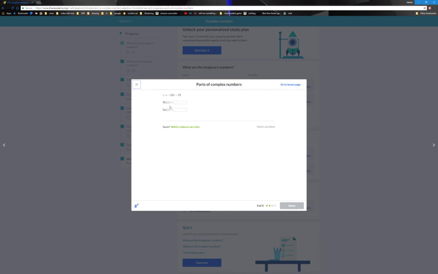Now, what are the real and imaginary parts of these? Well, negative 19 right here is the real part, because it's not connected to the i. And negative 24 is the imaginary part because it is connected to the i. It is multiplied by the i, I should say.